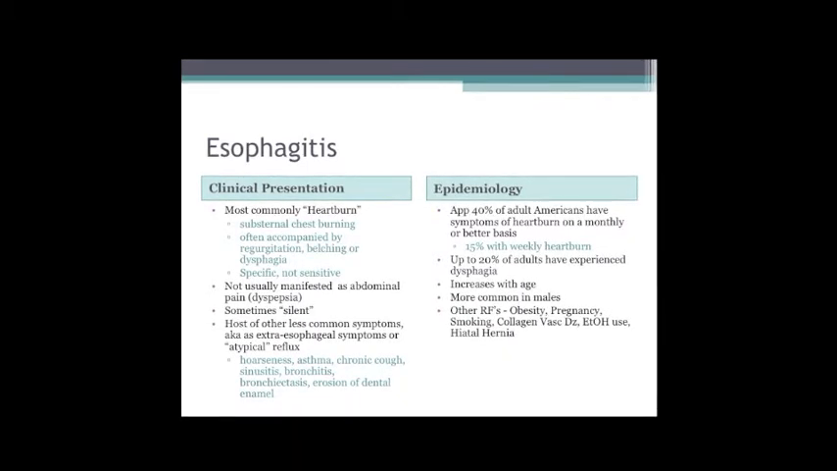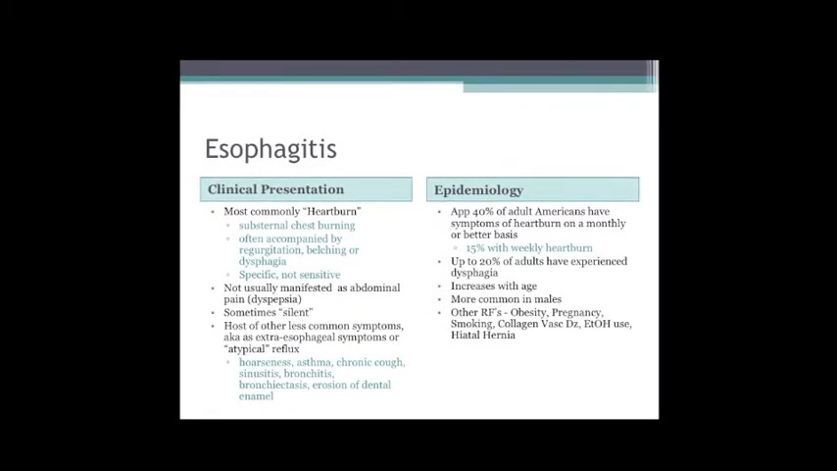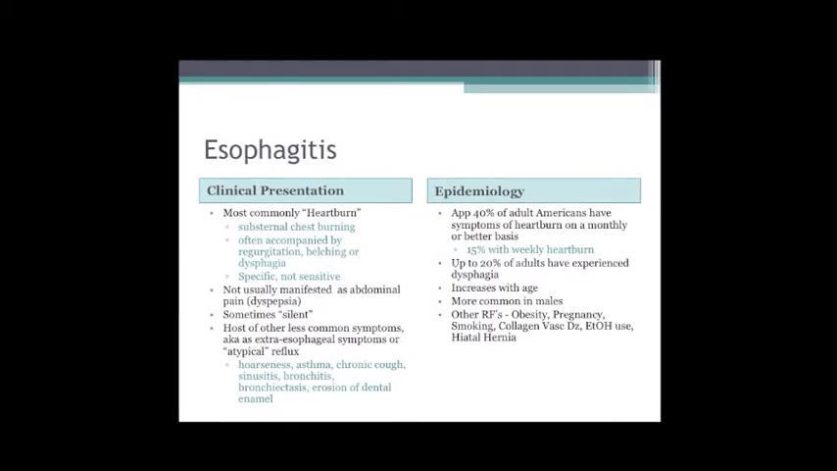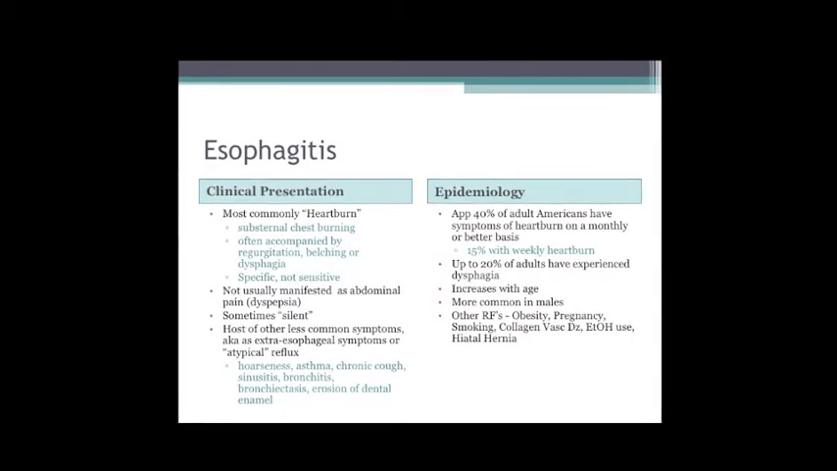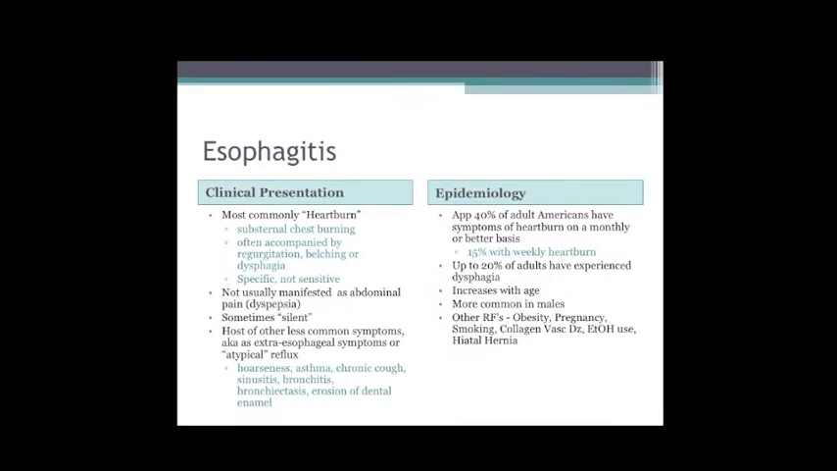And as I said, one of the questions that I saw a lot on the GI boards, and I imagine that they're probably fairly similar, there are a number of less common extraesophageal symptoms or atypical reflux, and this typically would include hoarseness, asthma, chronic cough, sinusitis, bronchitis, erosion of dental enamel. So if you get a patient with chronic cough and erosion of dental enamel, you should be thinking about extraesophageal symptoms of reflux.